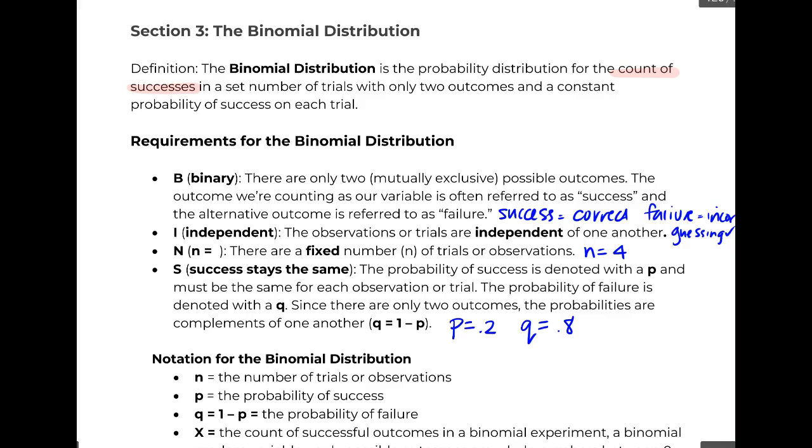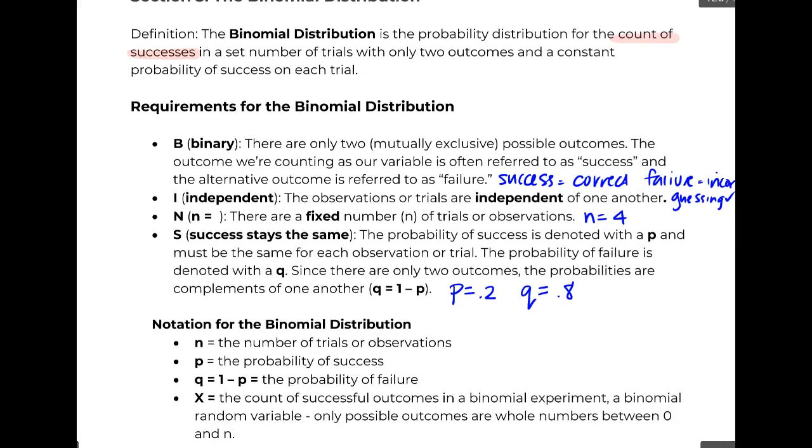A nice little acronym for them for the binomial is BINS. And this is the first thing you have to do on the worksheet, is verify that all these things are met. So you're going to do something very similar to what I did here. Binary outcome, success equals, failure equals, independent, yes, n is equal to, all these different pieces.